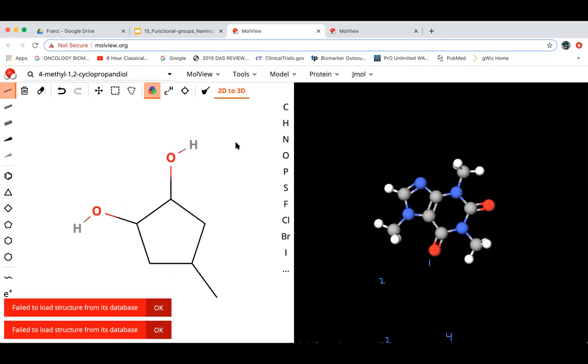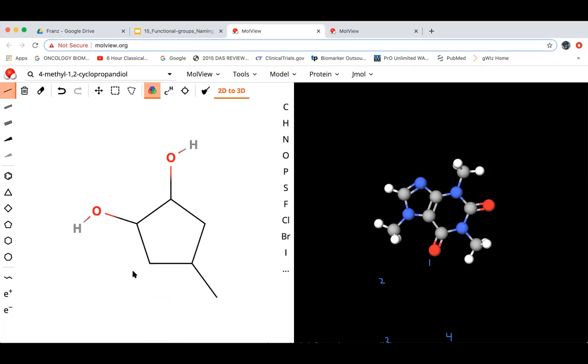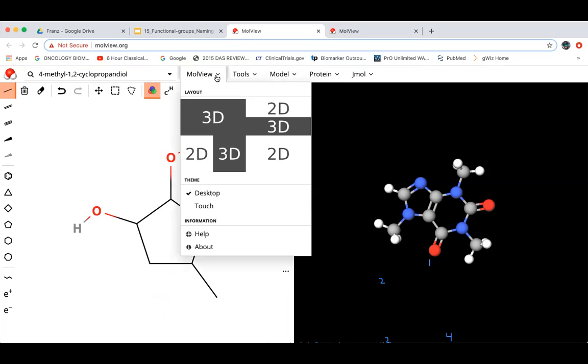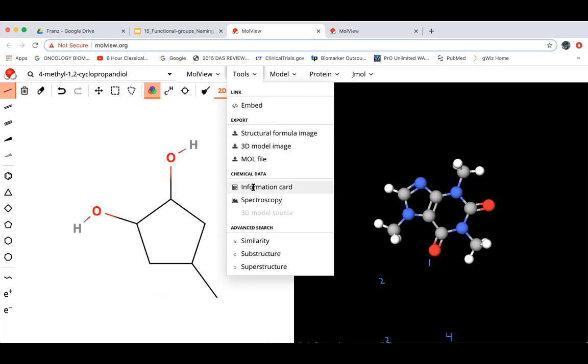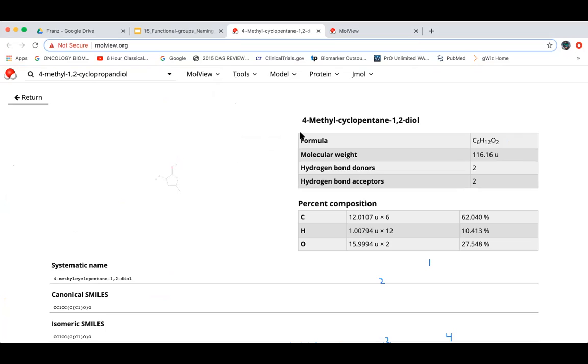And what are they calling it? Let's get rid of this stuff. Information card. What's it called? Oh, interesting. 4-methyl cyclopentane 1,2-diol. Huh. Okay. So I'll have to check that out, why that is, why it's not 1,2-cyclopentane diol. And I'll get back to you on that.